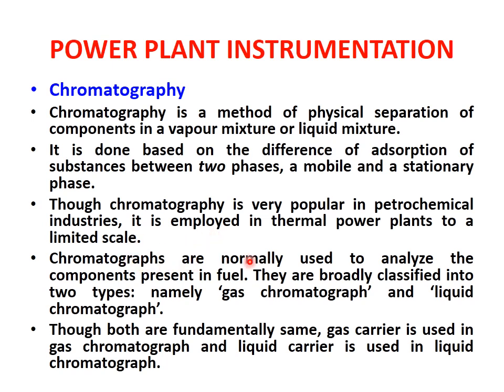Chromatographs are normally used to analyze the components present in fuel. They are broadly classified into two types, namely gas chromatograph and liquid chromatograph. So there are two types of chromatographs, classified based on their liquid structure or the matter structure. Though both are fundamentally the same, gas carrier is used in gas chromatograph and liquid carrier is used in liquid chromatograph. So we'll go to the next slide.